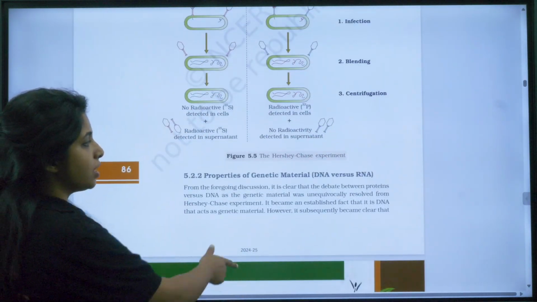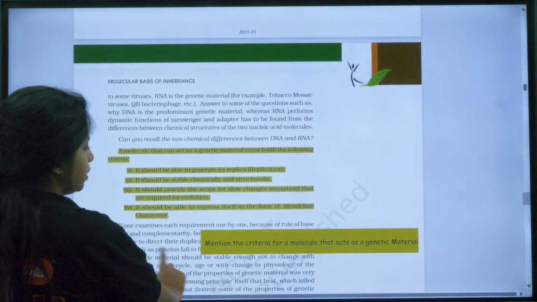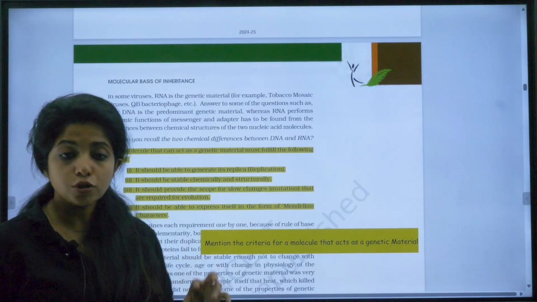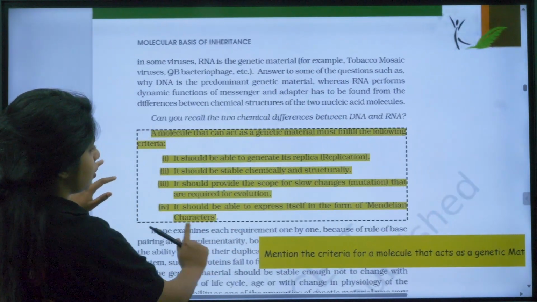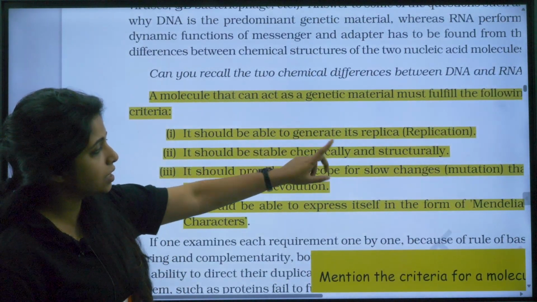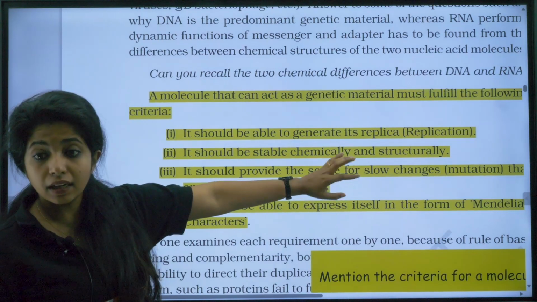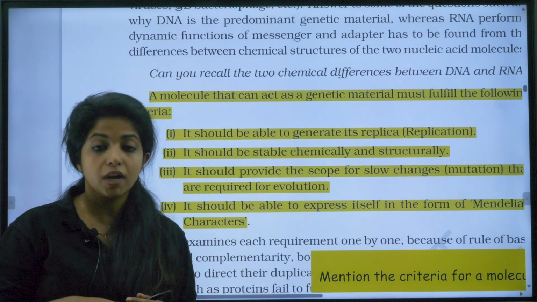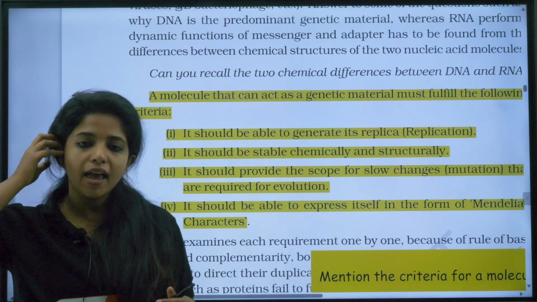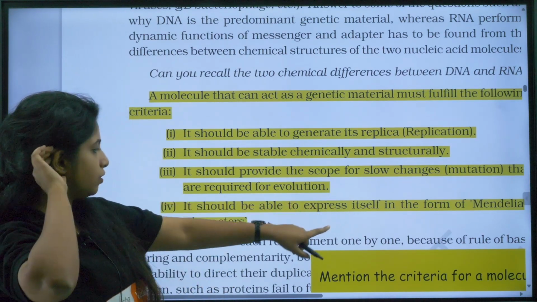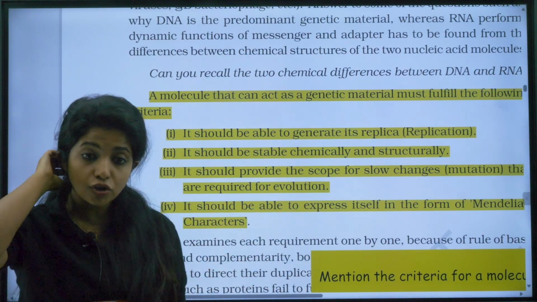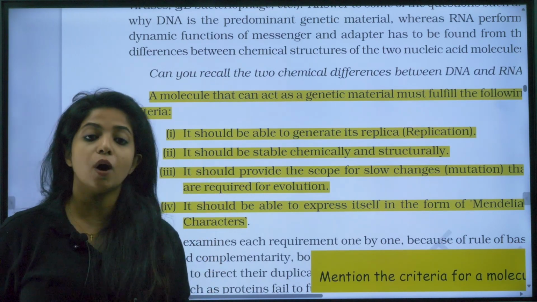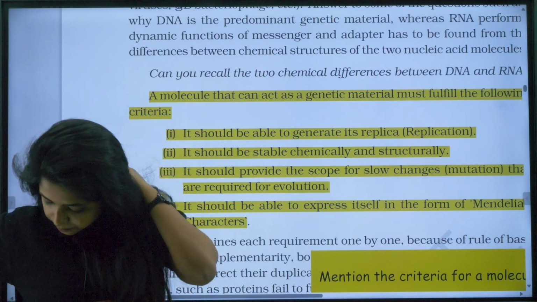Now, properties of genetic material, RNA versus DNA, what is important? The question comes, mention the criteria for a molecule that acts as a genetic material. So you should know what all the features of a genetic material should be. It should be able to generate its replica, it should be chemically and structurally stable. It should have scope for slow changes so that evolution can happen, right? And then it should also be able to express itself in the form of Mendelian characters. So these are the features that you should not miss while studying. This is how the questions also get framed.